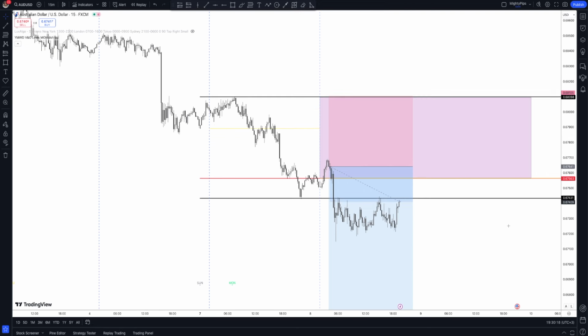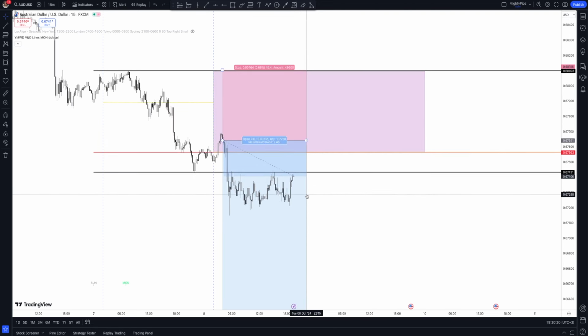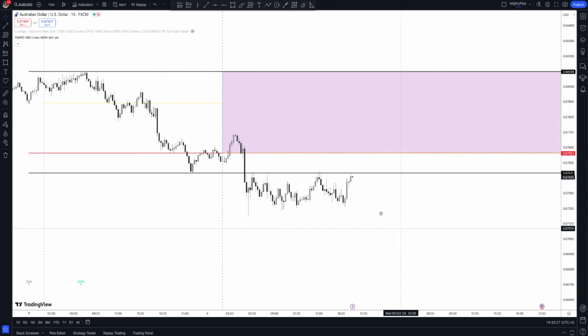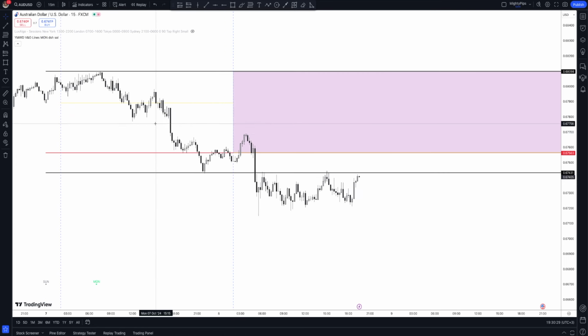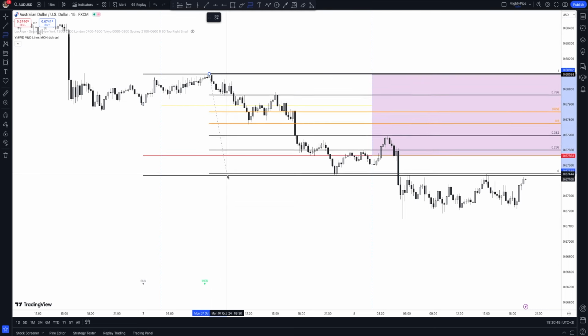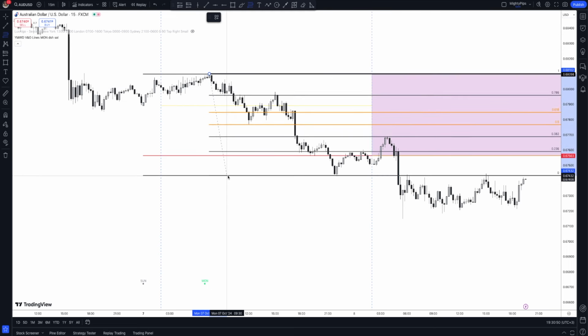Now, let us look at entering these trades using Fibonacci. To use Fibonacci with this, you're going to look at the previous day's low before all these candles are printed. These candles to the right, don't consider them. So we're going to place a Fibonacci from this black line, which is the high line, to the low line, which is this black line down here.